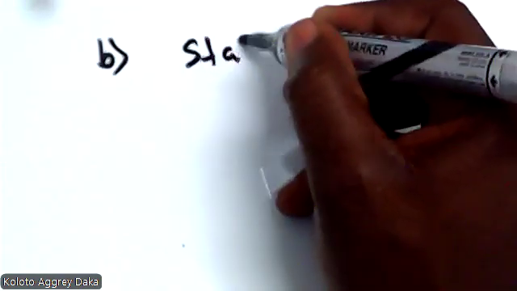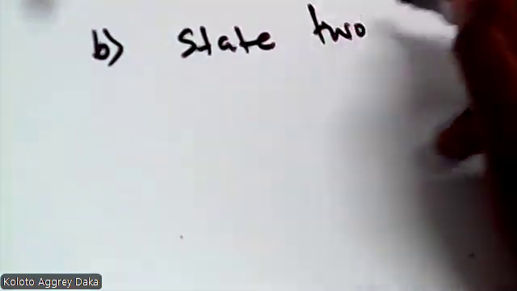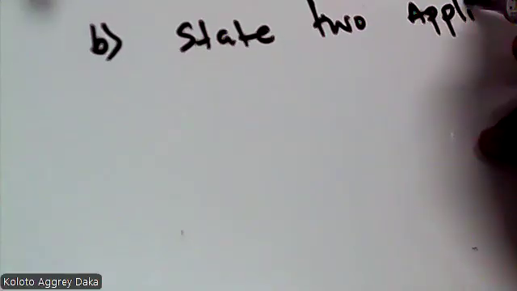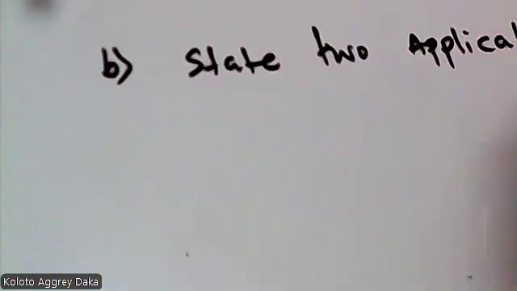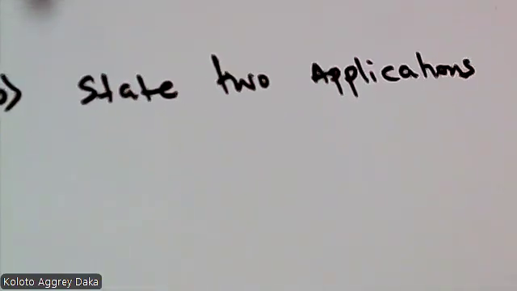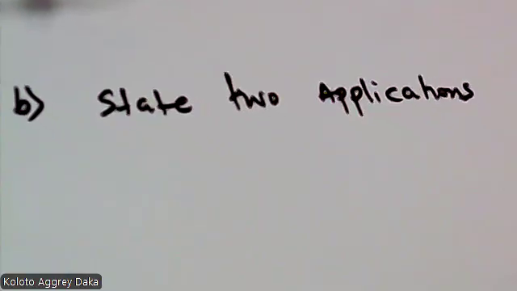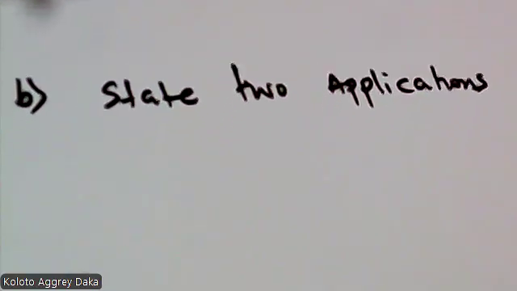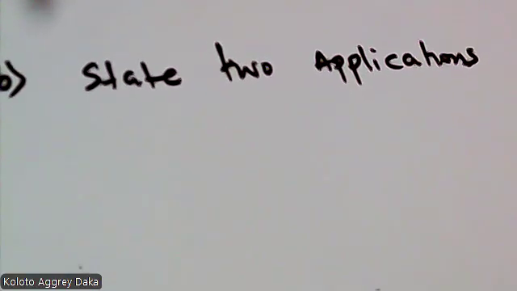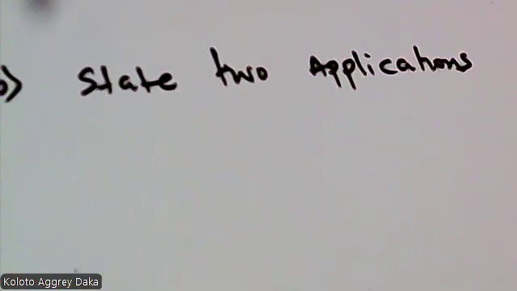Okay. Question B says, state two applications of controlled rectifiers. Two applications. And it's very simple. It's saying state. Two applications. Okay? State. Not explain. Just list. So where do we use the controlled rectifiers?